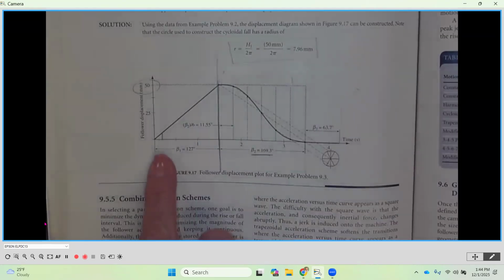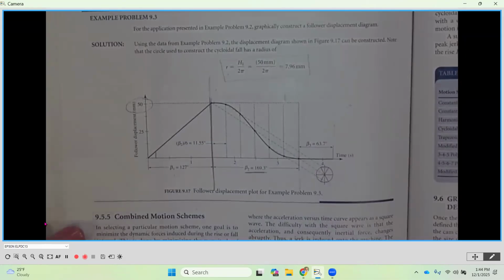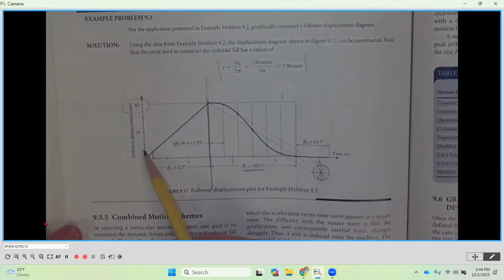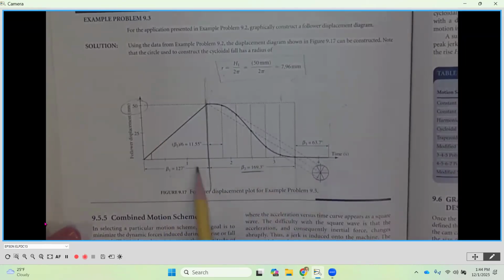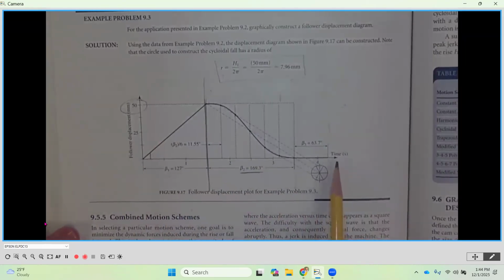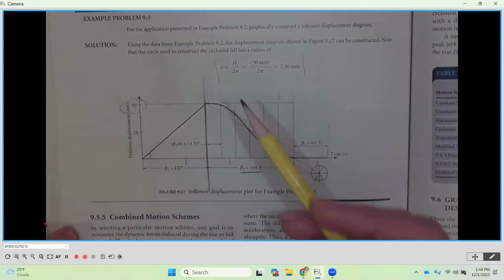So in the diagram, just kind of reviewing, our diagram gives us a graphical representation of follower displacement versus degrees along cam rotation. Okay, so as we look here, follower displacement, the highest number is going to be the highest value that we need to go to. In this case, this is in millimeters, so it's 50 millimeters is the top number, and it also is the highest point on our curve.